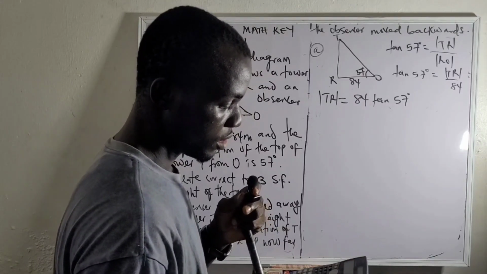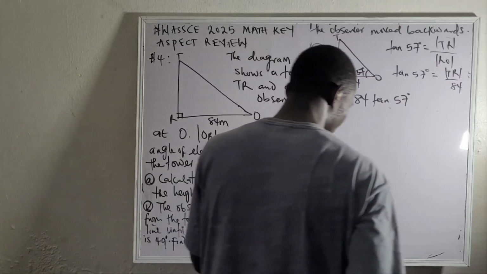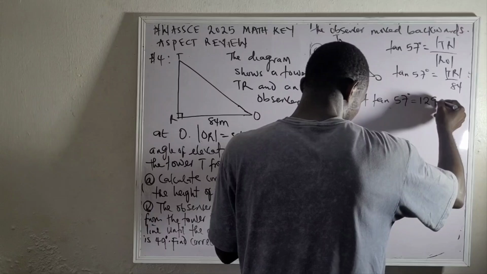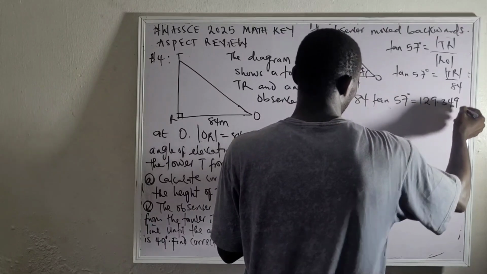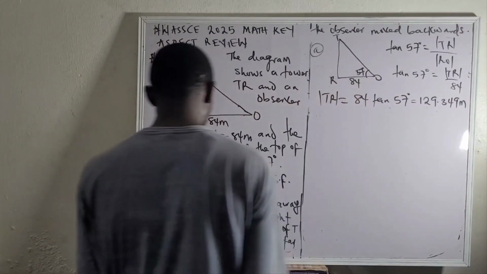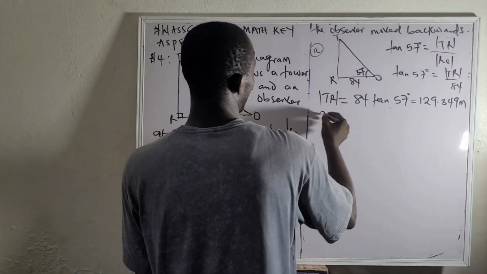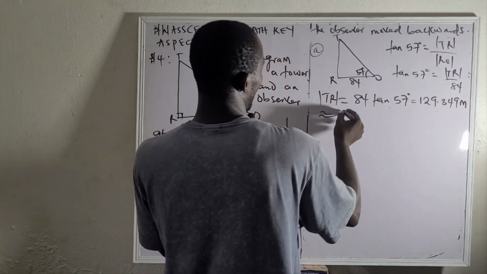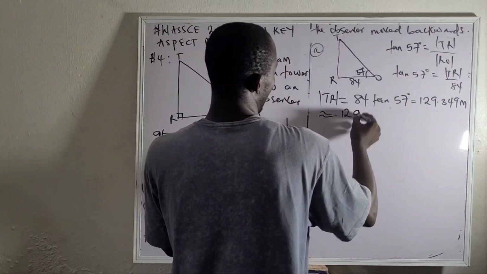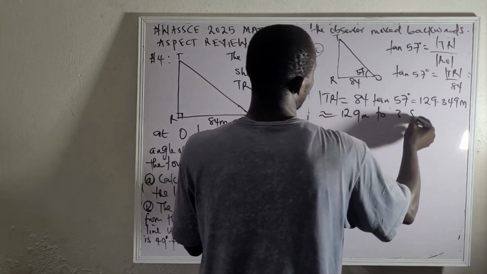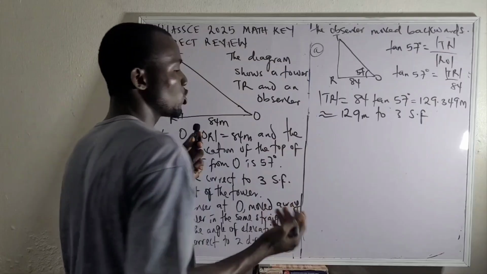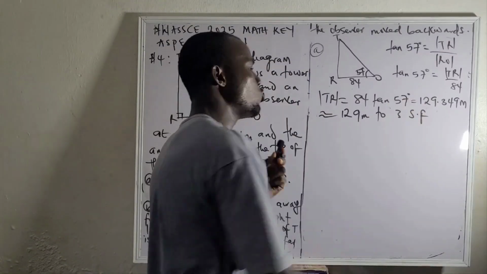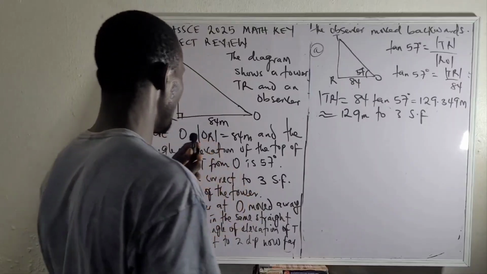That will be 129.35, equals 129.349 meters, which will be approximately 129 meters to three significant figures. So we conclude that the height of the tower is 129 meters.